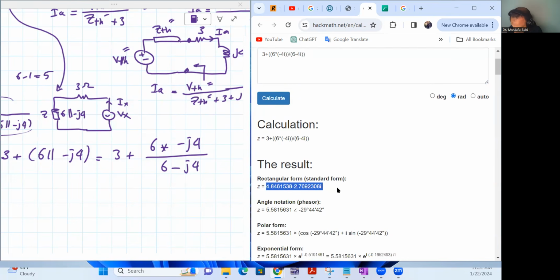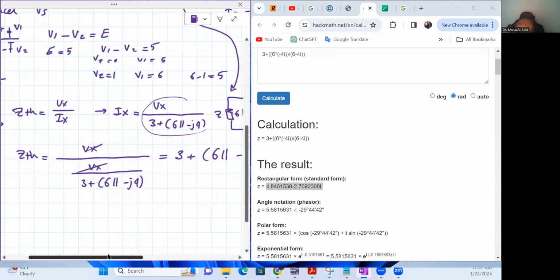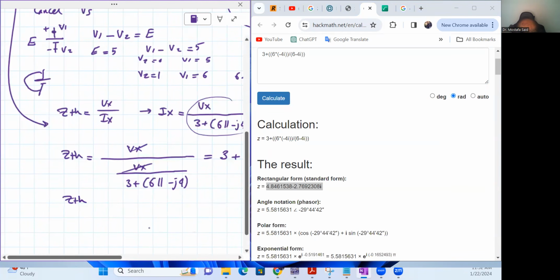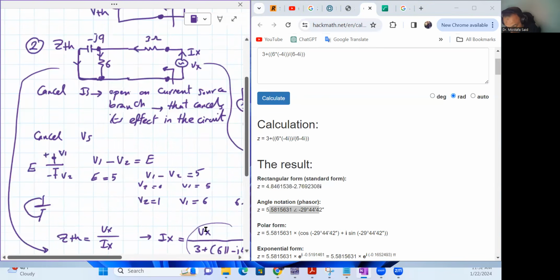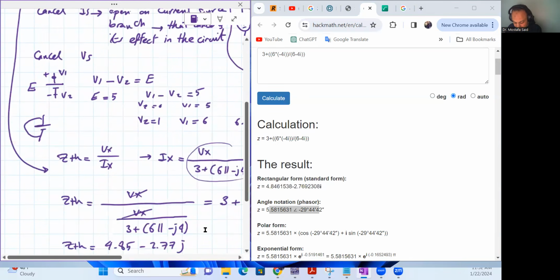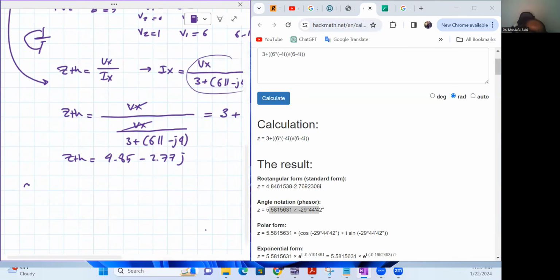This is basically the Thevenin. So the Thevenin here equals 4.85, because 4 followed by 6, and 6 is greater than 5, so you can round the 4 to 5, minus 2.7j. I believe that's correct. Okay, good. And if you need the polar form, it also gives you the polar form. You don't need to convert it, but we don't need it. Okay, that's the Thevenin.